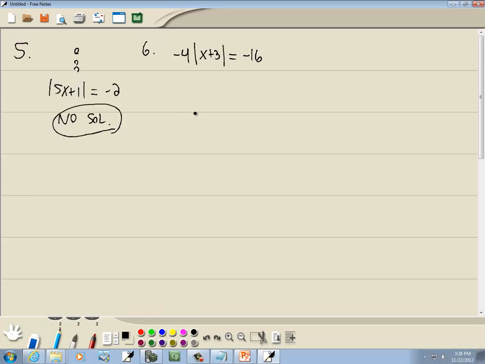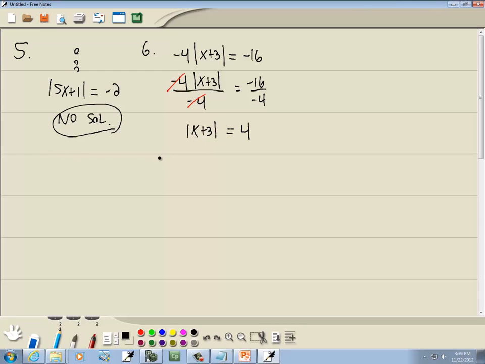And here we got another absolute value equation. We have it equal to a negative number, so it looks like another no solution. But the absolute value isn't by itself. So to get it by itself, we're going to have to divide both sides by negative 4. And do that, those negative 4's cancel, and we've got the absolute value of x plus 3 is equal to negative 16 divided by negative 4 is a positive 4. So once we get the absolute value by itself, we see it's no longer equal to a negative number.